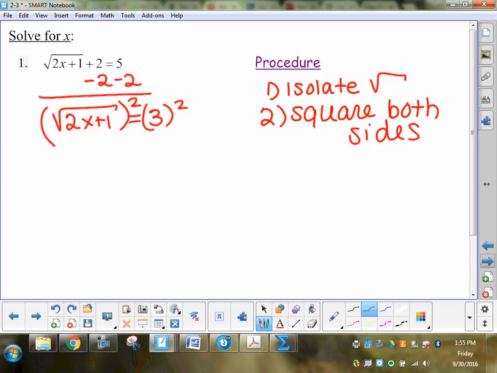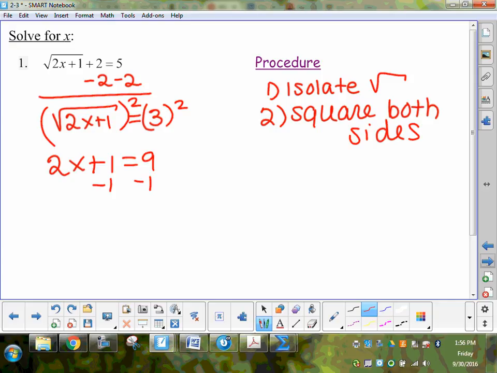So that leaves me with 2x plus 1 is going to be equal to 9. From here, we would simply go through and solve that remaining equation. Angela, what would you do to solve this out? What would your next step be? Let's subtract a 1 from both sides. So I've got 2x is equal to 8.